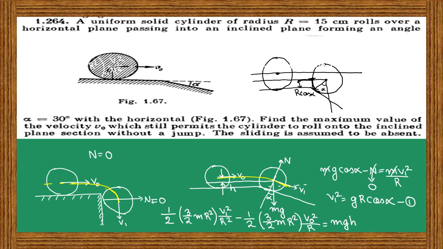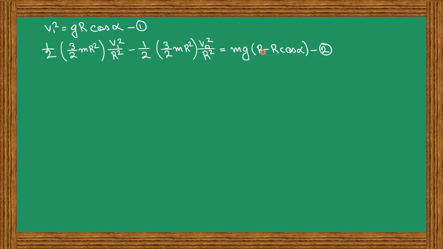This entire line is nothing but r. So this much is r minus r cos alpha. So my height becomes r minus r cos alpha, and this is my equation number 2. If I solve these two equations, I'll get the value of v1 or v0. First equation and second equation, I have to find the value of v0. So let's solve the equation.